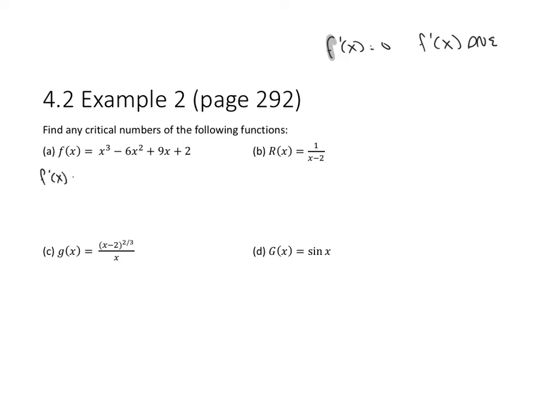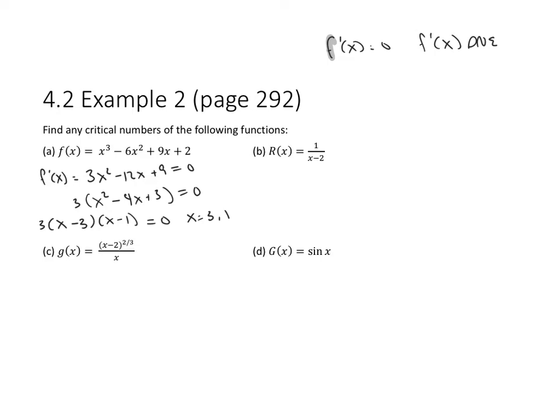So first, let's find our derivative. 3x squared minus 12x plus 9. Let's factor a 3 out: x squared minus 4x plus 3. And we're going to set this equal to 0. So we find our derivative, we set the derivative equal to 0. So again, we're going to factor. We get x minus 3 and x minus 1. We set that equal to 0, and that happens when x equals 3 and x equals 1. So I have two critical numbers in this case, and those are x equals 3 and x equals 1.